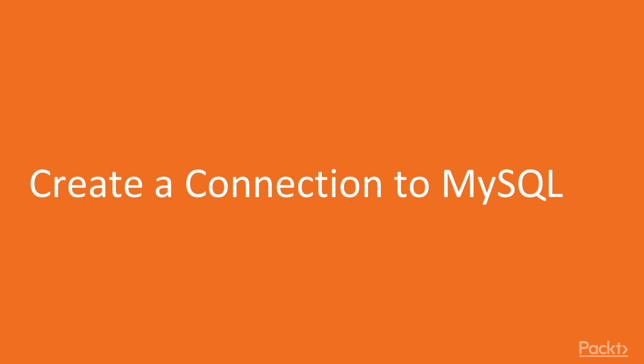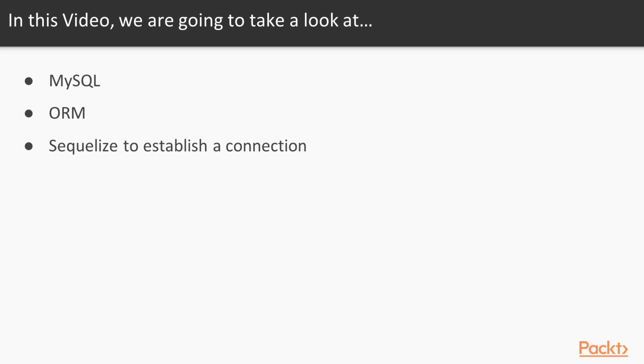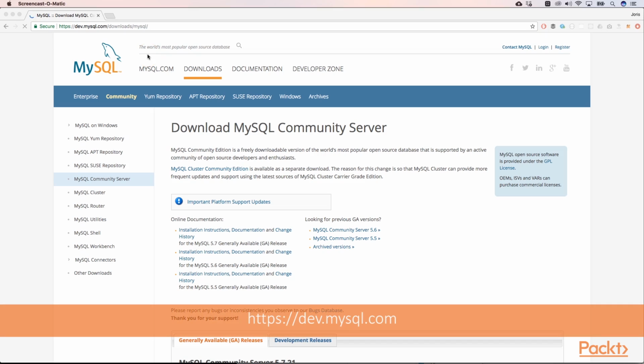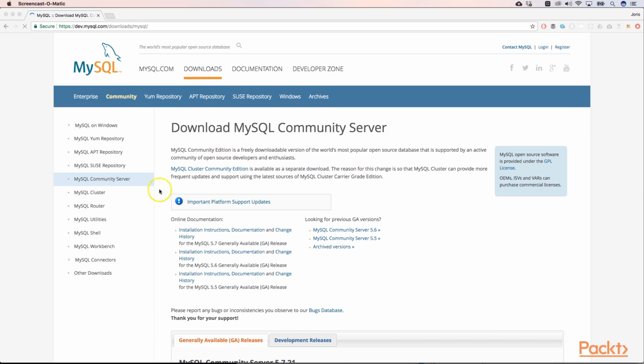Create a connection to MySQL. In this video, we will take a look at MySQL. We will see what an ORM is, and we will use Sequelize to establish a connection to our MySQL database. First of all, you can go to the MySQL website, and you can download the community server of MySQL.